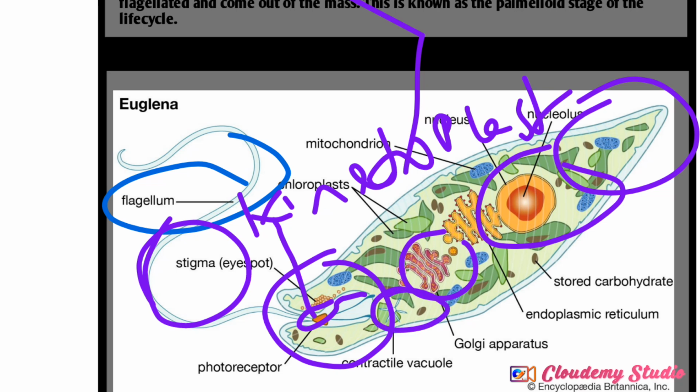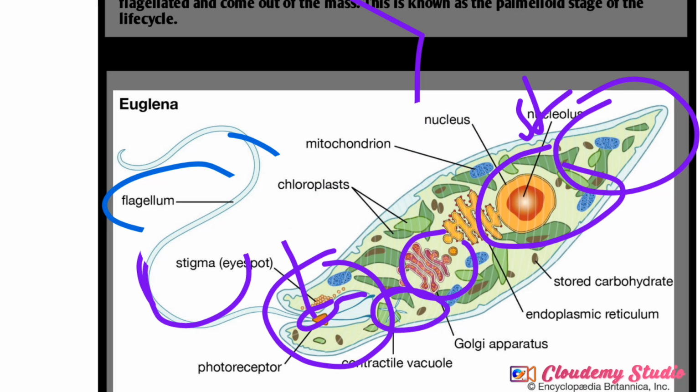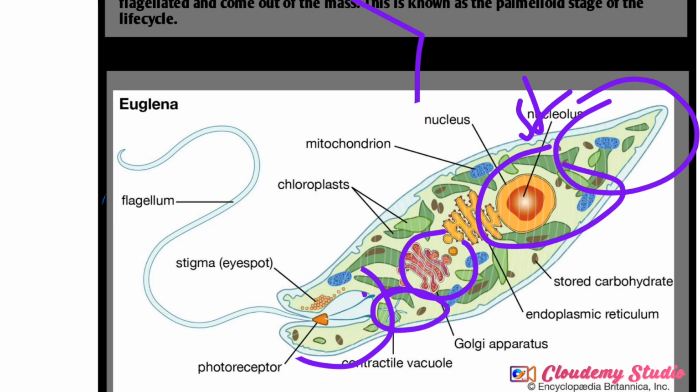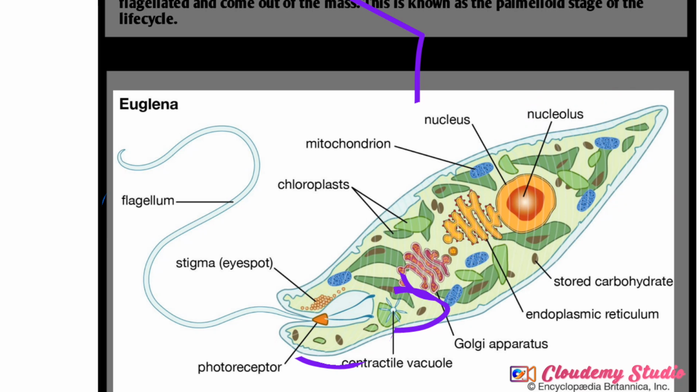Let me print the ones that I made before so that it won't cause confusion. It has a nucleus, it has a contractile vacuole, and it has the Golgi apparatus. Now, the contractile vacuole is used for osmoregulation. That is what they use the contractile vacuole for. And there is something we know as a stigma or eye spots.